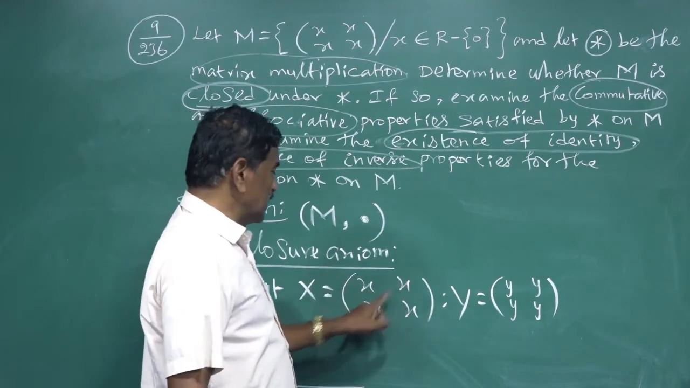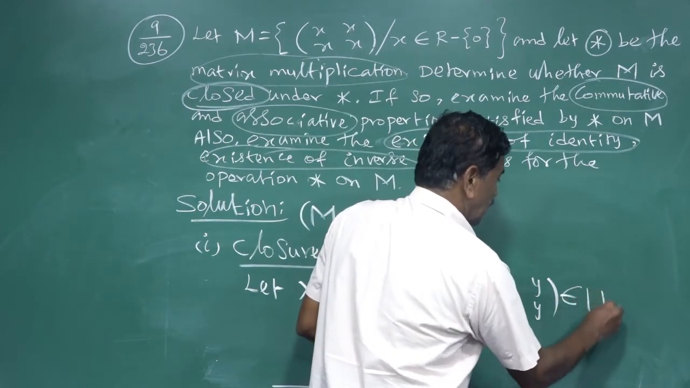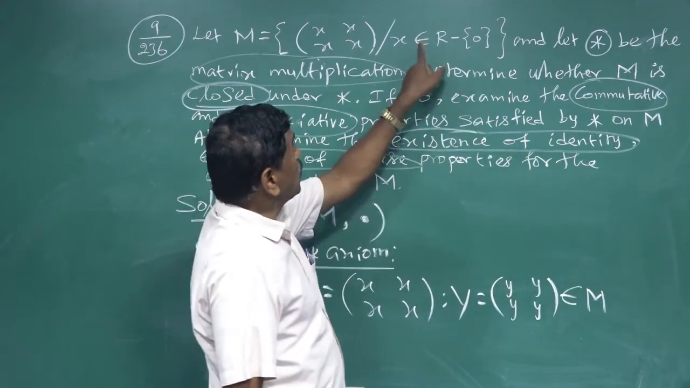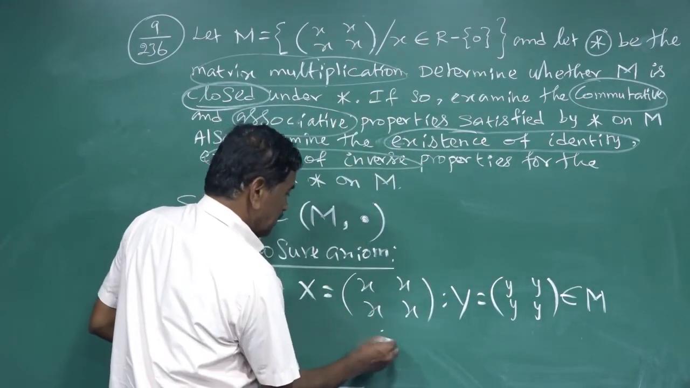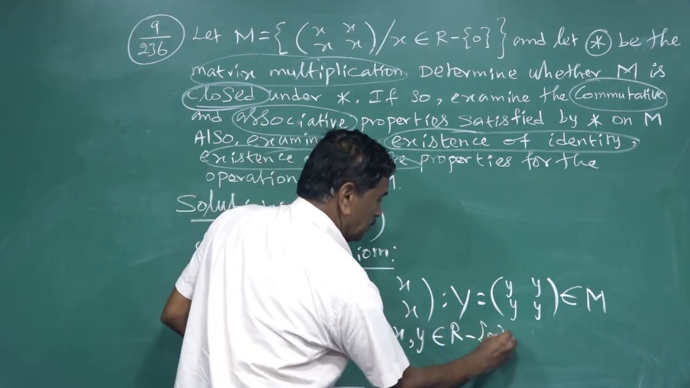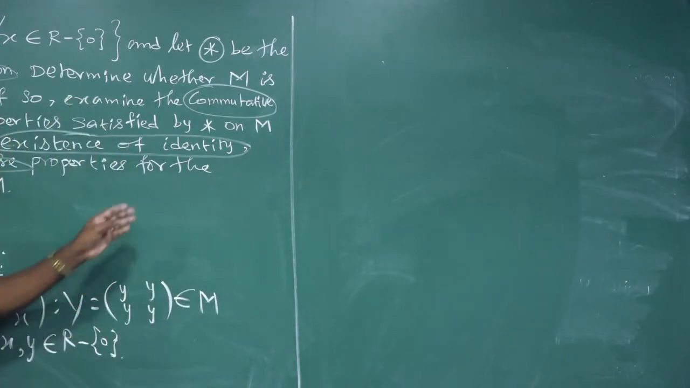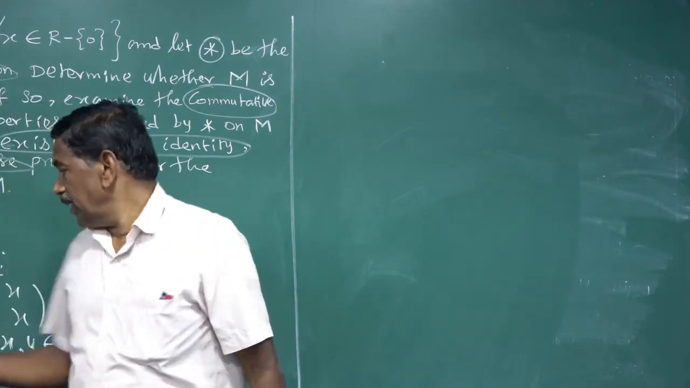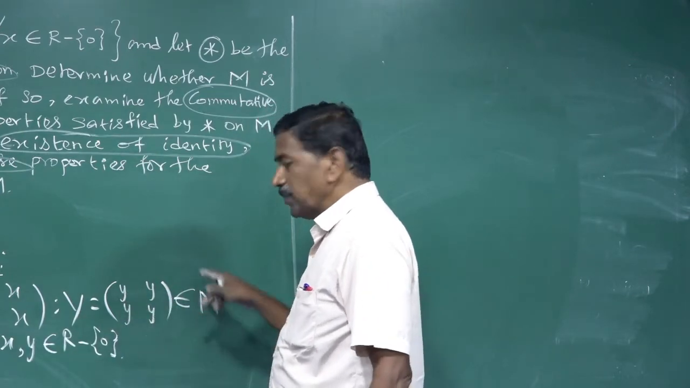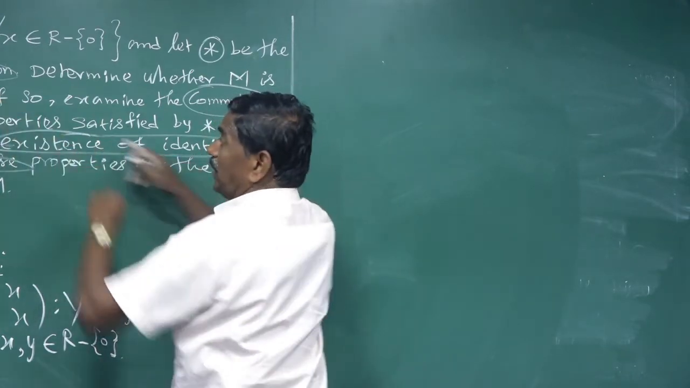Let X be equal to [x x; x x] and Y be equal to [y y; y y] belong to M, such that x, y belong to R minus 0. First step: now I want to verify the closure axiom. To prove the closure axiom, select two elements, that is, X equal to [x x; x x] and Y equal to [y y; y y] belong to M, such that x, y belong to R minus 0. Now, matrix multiplication is an operation.